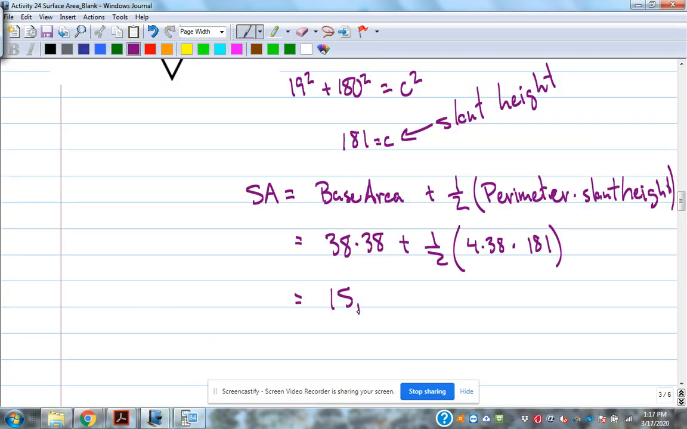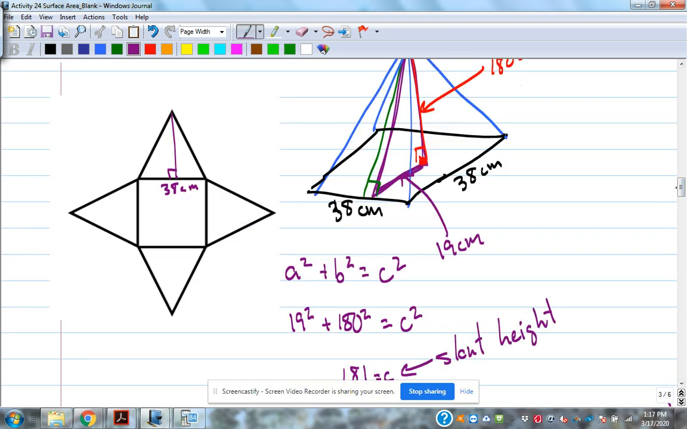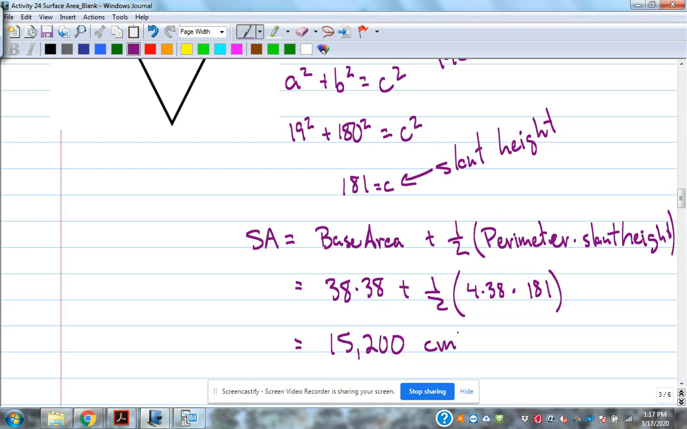15,200. Our dimensions are in centimeters, so square centimeters is the surface area for that square pyramid.